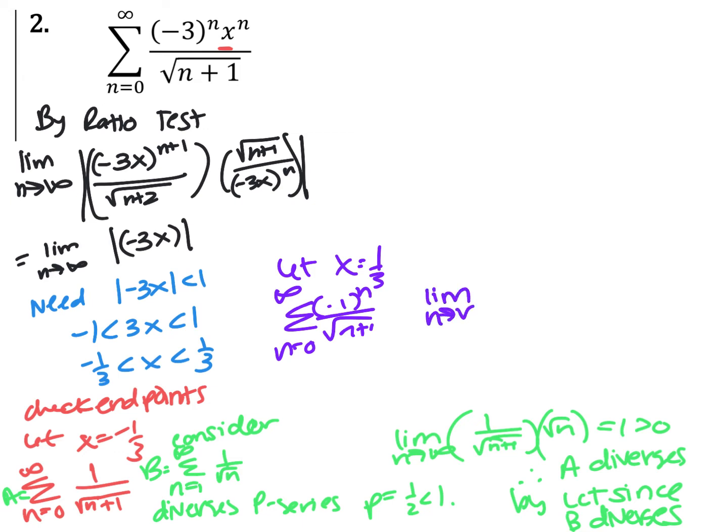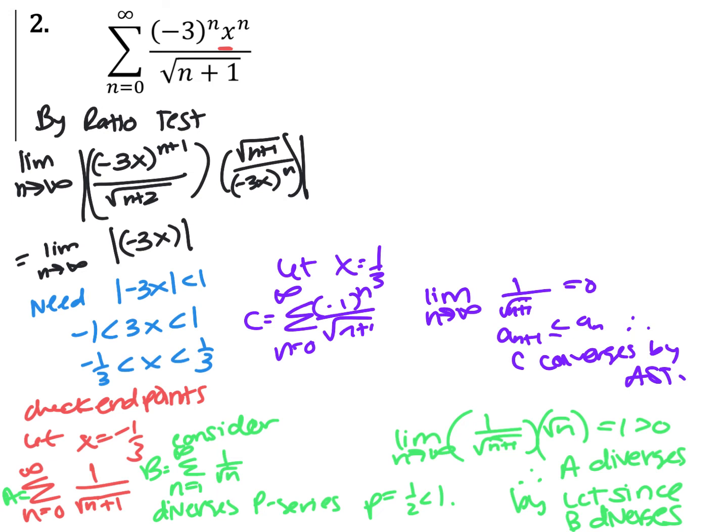The limit as n approaches infinity of 1 over the square root of n plus 1 is 0. Based on the way the denominators are behaving, a sub n plus 1 is less than or equal to a sub n. Therefore, I'm going to call this C. C converges by AST, which means, therefore, our interval of convergence is going to be negative 1/3 is less than x is less than or equal to positive 1/3.